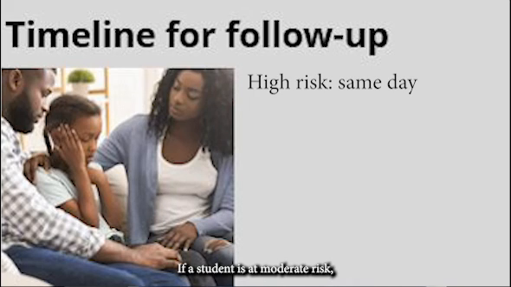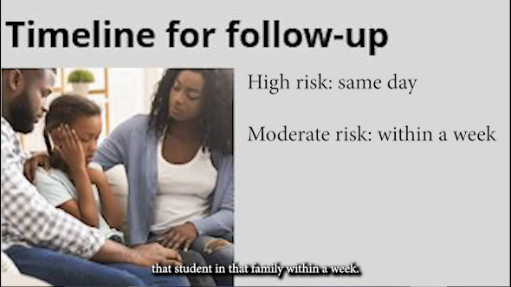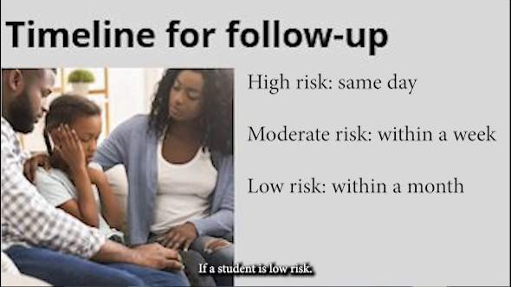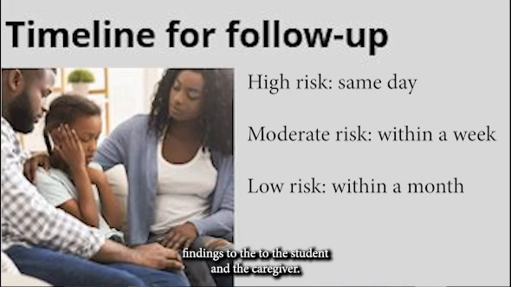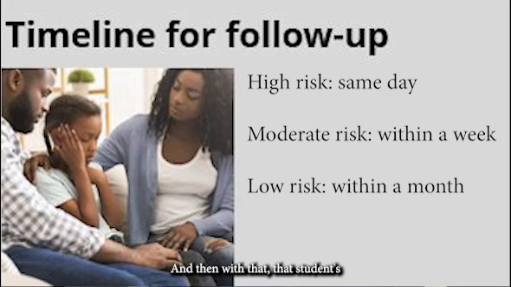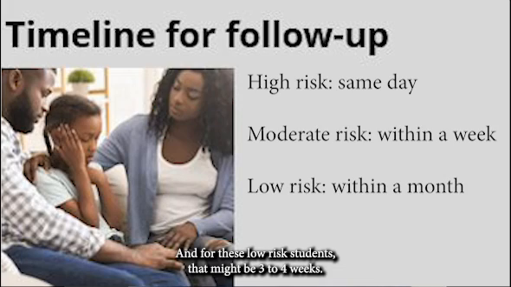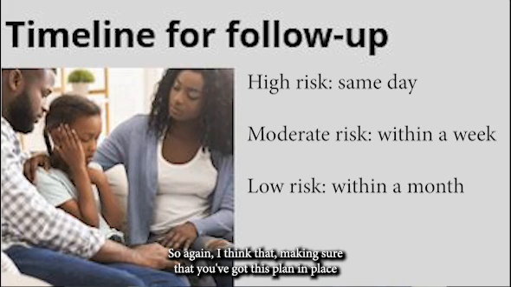If a student is at moderate risk, the team should respond to that student and that family within a week. If a student is low risk, the team should communicate findings to the student and the caregiver, and then with that student's teacher and maybe other appropriate educators in the building within a reasonable time frame. And for these low risk students, that might be 3 to 4 weeks.